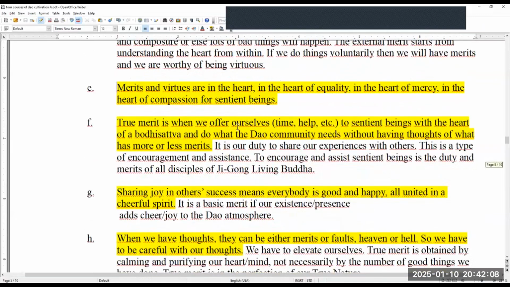Okay. The true merit is when we offer ourselves, time, help, etc., to sentient beings with the heart of a bodhisattva, and do what the Tao community needs without having thoughts of gain or loss. It just means that it comes from the heart. The whole idea of true merit really comes from the Buddha nature or your true heart. So therefore it's important. He talks about it being like a bodhisattva or the Tao community. The idea is that you need to basically be concerned about these sentient beings.